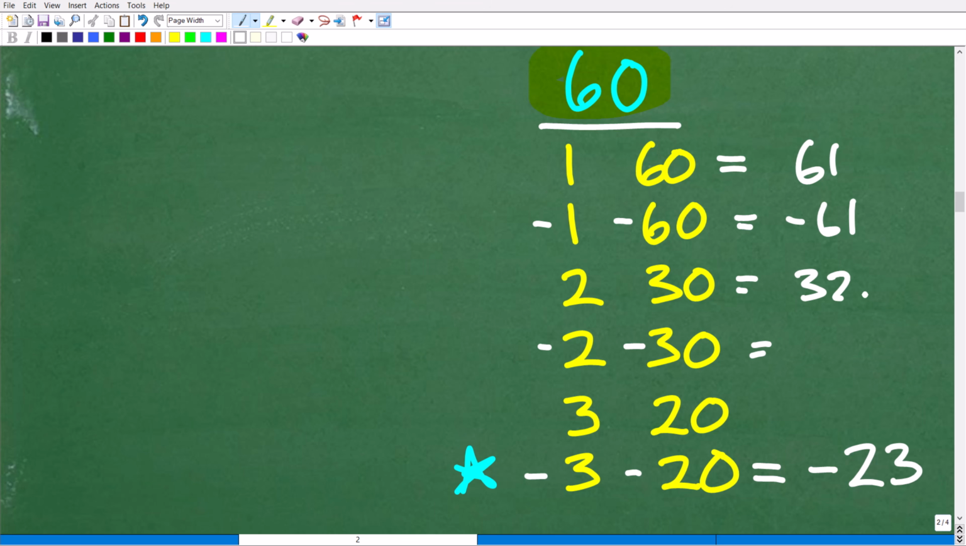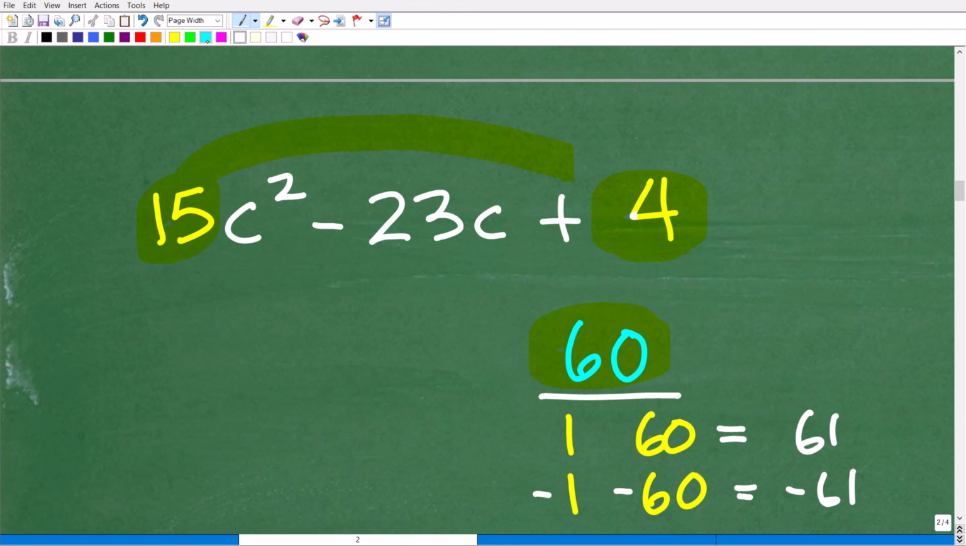This is a positive 32, and so forth. I'm looking for the pairs of factors that add up to this number here. Now, if you cannot find any pairs of factors that add up to this middle coefficient, then this thing cannot be factored, right? But in this case, we have negative 23. I'm looking for negative 23 here.